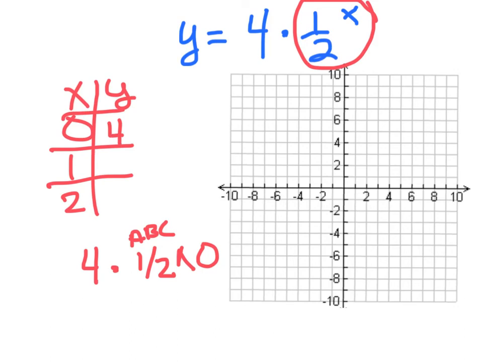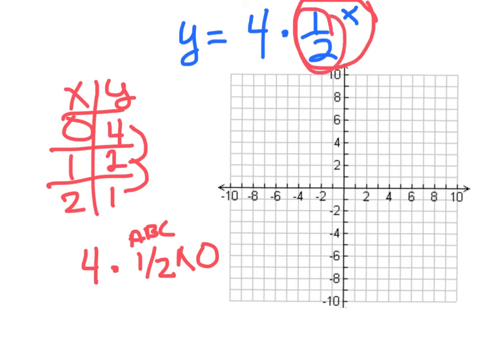Plugging in 1, we could do these on the calculator. We would get 1/2 to the 1 is 1/2. 1/2 times 4 is 2. Plug in 2, we would get 1/2 to the 2, which is 1/4. 1/4 times 4 is 1. And we see a pattern happening, 4, 2, 1. So we're multiplying by a half each time, and that's that 1/2 right there.